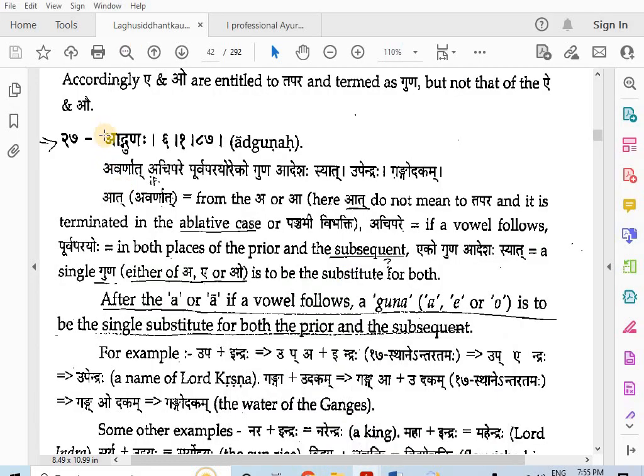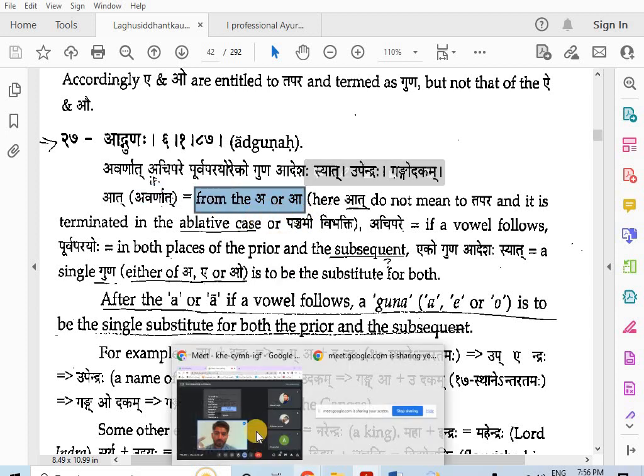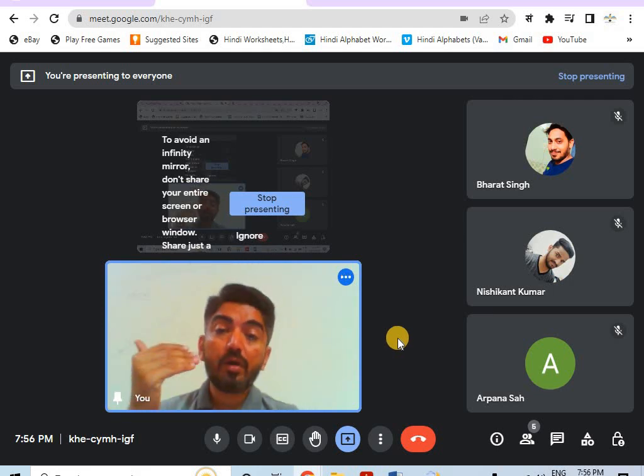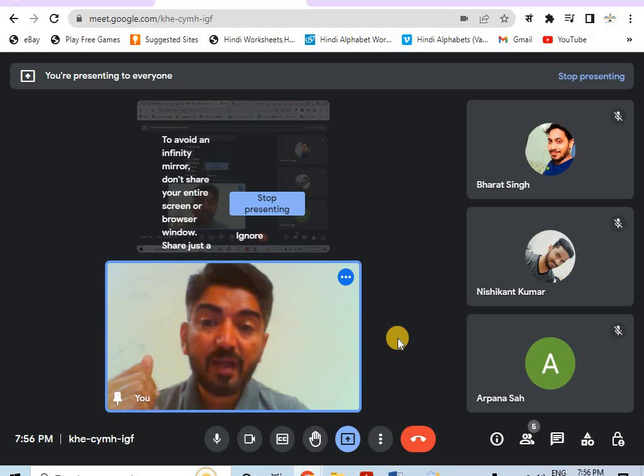Here we have the sutra. The name of the sutra is Ad Gunaha. Everyone, repeat: Ad Gunaha. The first word is actually At, which is the fifth case of the letter A. Avarnat is the meaning: from A or Aa, both. What is the meaning of At? After A or Aa. If the word is ending with an A or Aa sound, for example, Rama, ending with A, Lata, ending with Aa.